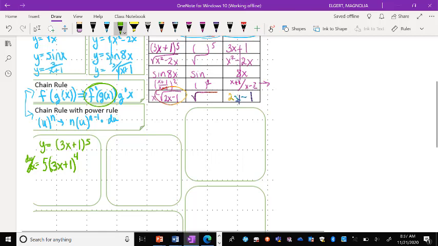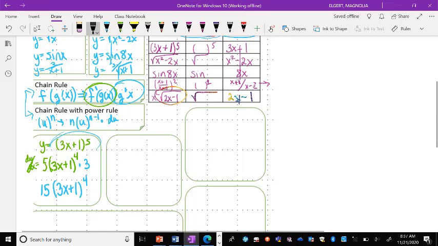Now I have to multiply by the derivative of g, what's inside. So what's the derivative of the inside? I'm going to multiply by 3. So my answer is 15, and I got 15 because I multiplied 5 times 3. So 15 times the quantity 3x plus 1 to the 4th. That's the derivative. Technically, I could have started with this and FOILed 5 times to get that as well, but this was much easier. All right, let's try another one.